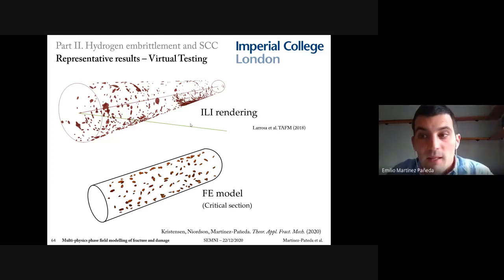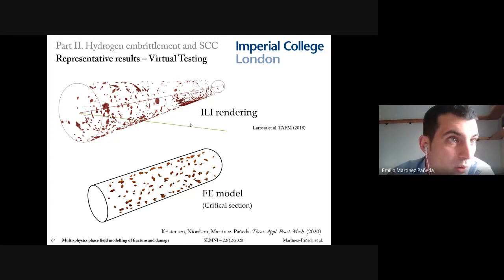Here you can see a pipeline containing multiple defects due to pitting corrosion that has been characterized by La Rosa and coworkers using non-destructive evaluation, ILI rendering. It is a 12-kilometer pipeline, and we model a critical section of 3 meters that contains more than 100 defects. Note that in the phase field models, because one solves for the damage variable, so to say, as a degree of freedom, it is very easy to incorporate those defects.